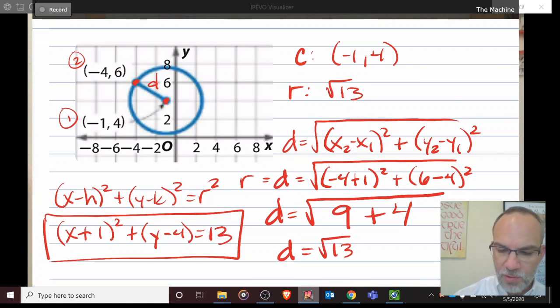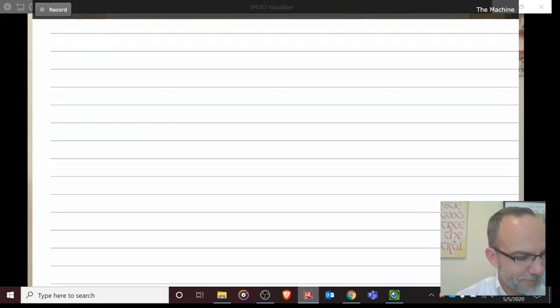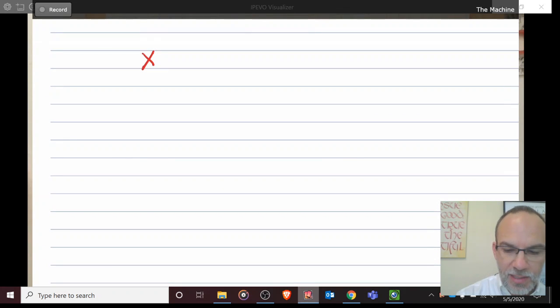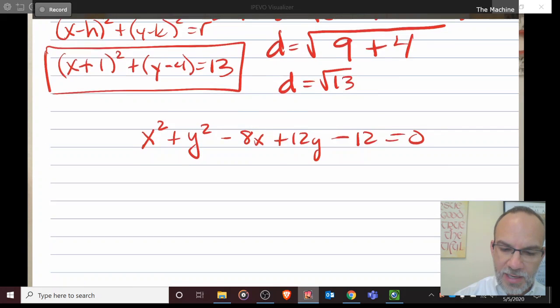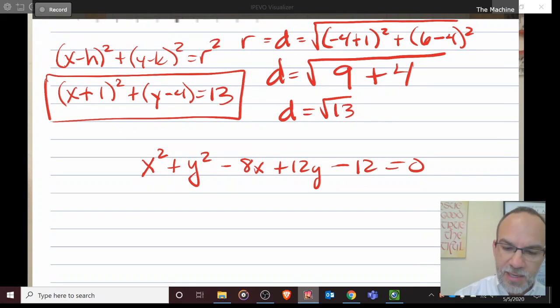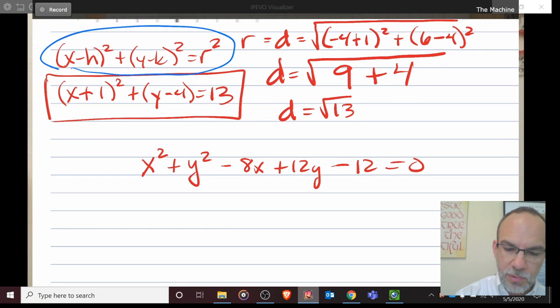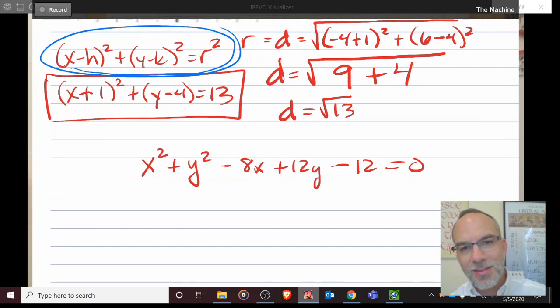This is the one that y'all have been waiting for because it's hard. Write the equation of this one in standard form. x squared plus y squared minus 8x plus 12y minus 12 is equal to 0. Oh my goodness. I've got to get it in this form right here, which means I'm going to have to complete the square, not just with the x, but also with the y.